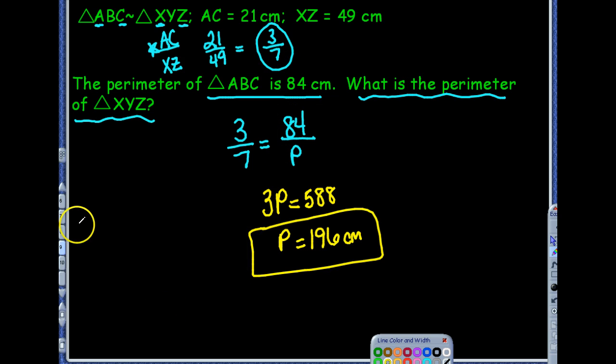Exactly. Now, just a little side note: you don't actually have to find the scale factor. You could have just said 21 over 49 equals 84 to P and then cross multiply. What's nice about finding the scale factor is it's a simplified answer. Right. Simplified numbers are a little easier to work with. So just a suggestion to think about.